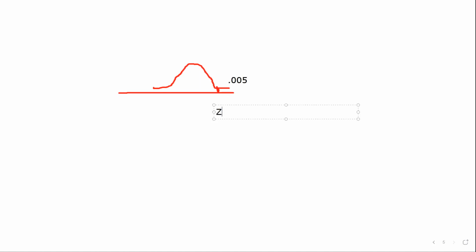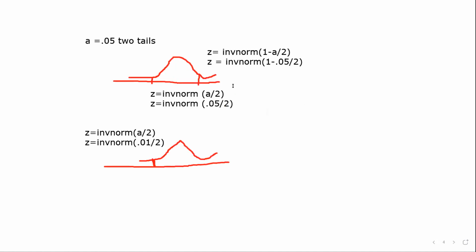And I want to find this Z value, okay? So I'm going to say that Z is, what do you think, Jason? What are we going to say? No, inverse norm of what? Of 0.005. No, because this is in the right tail. So let's look back at this here. If it's in the right tail, it's inverse norm of 1 minus alpha. Oh. Okay, because we're not splitting it this time. So it's 1 minus alpha.